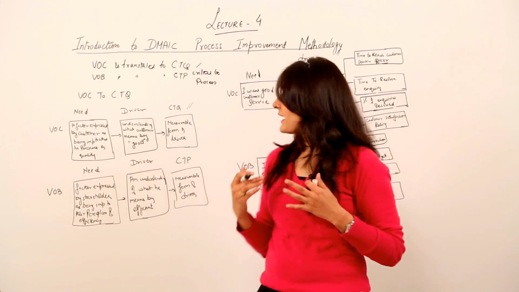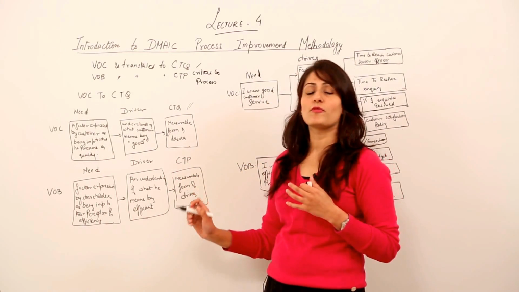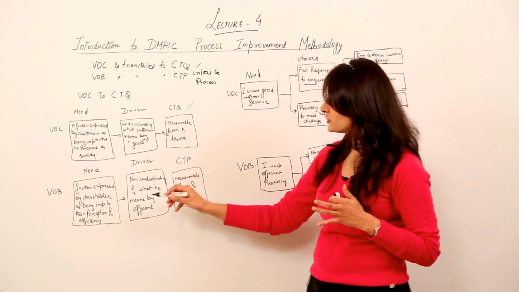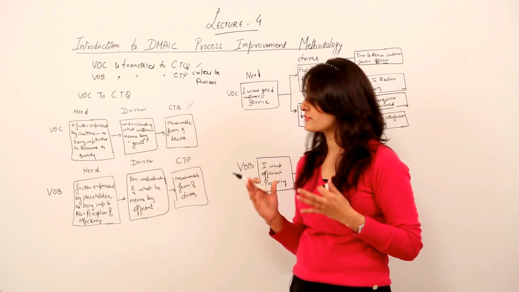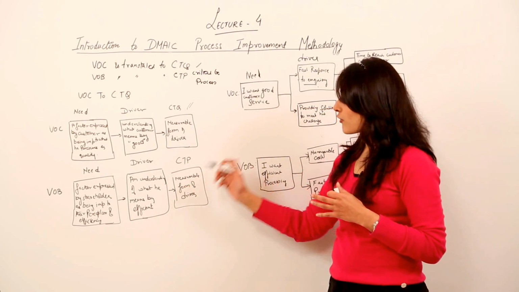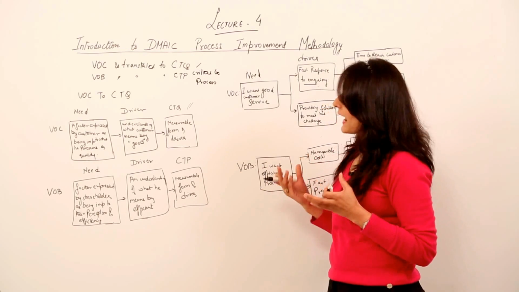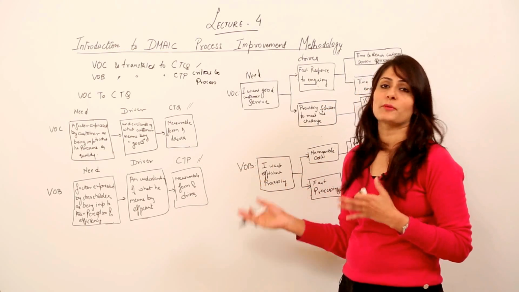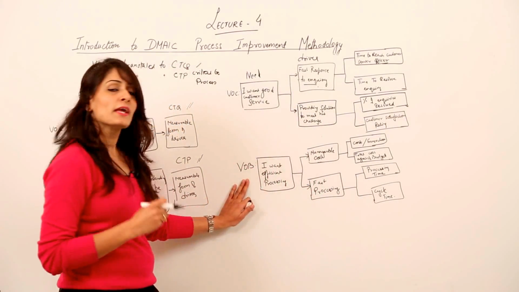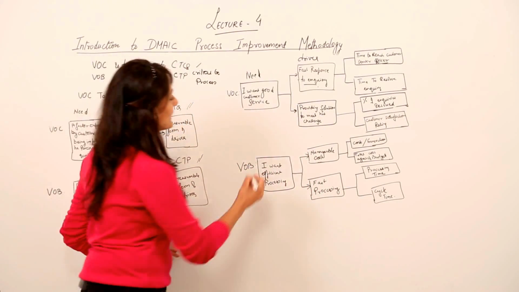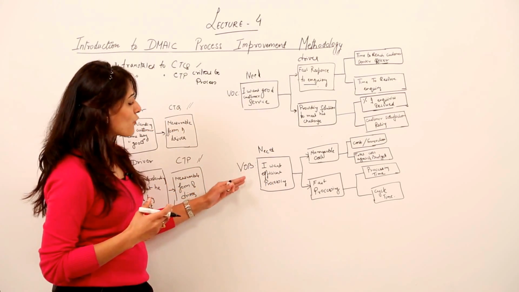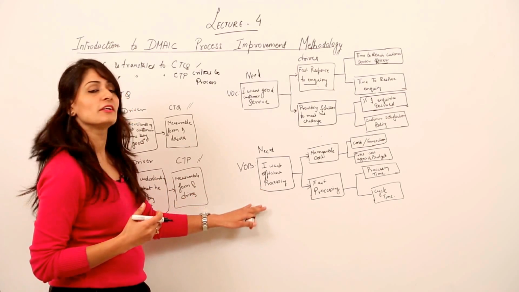In the same way, for the voice of business, the need is a factor expressed by the shareholder as being important to their perception of efficiency. Now, the driver is an understanding of what he means by efficient, and the CTP statement is a measurable form of the driver. So, let's take an example for this one also. In the voice of business, the need which was stated was, I want efficient processing.